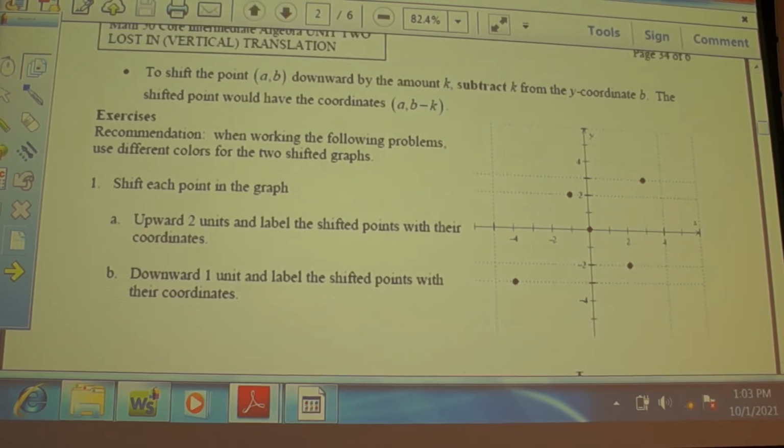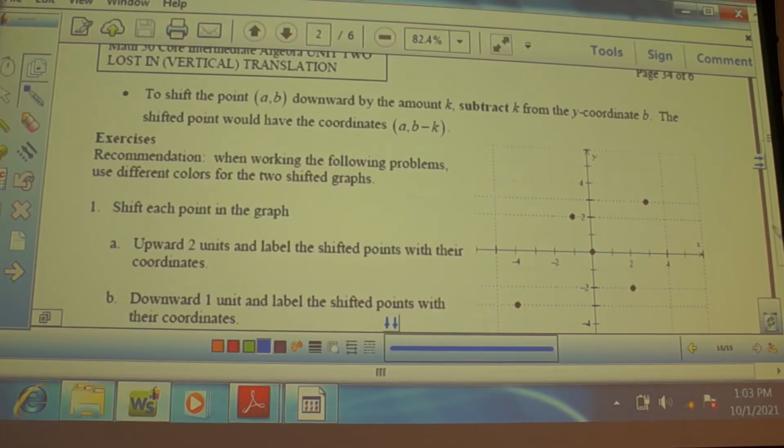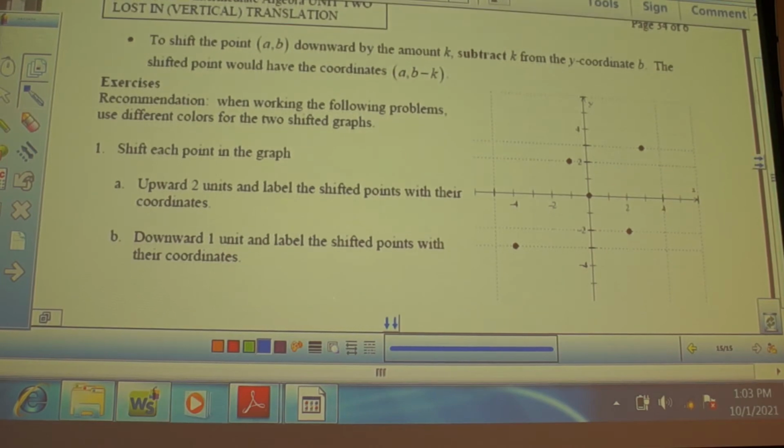Exercises. We suggest that you use different colors when you shift them, but you're going to be doing this for homework. So what you're going to do is pick a point, label it. So what's this point here? From the origin, I go right 3, up 3. So this is (3, 3).